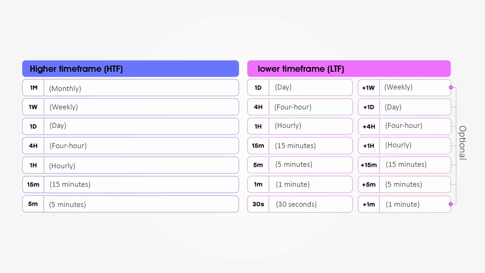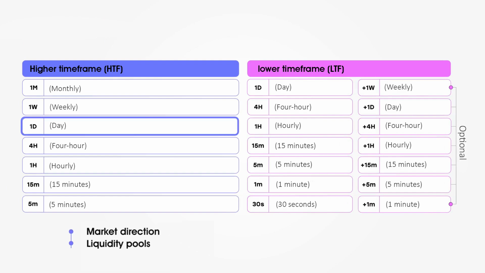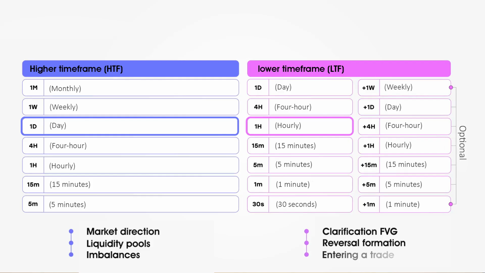In the presented table we discussed earlier, you can see successful combinations of time frames suitable for analyzing almost any chart. For example, when you start with the daily time frame, this is where you should conduct the main work. Here, the overall market direction, key liquidity pools, and unfilled imbalance zones are determined. After this, you move to a lower time frame, in this case the hourly one. Here, the task is to refine the daily imbalance, look for reversal formations, and enter the trade.